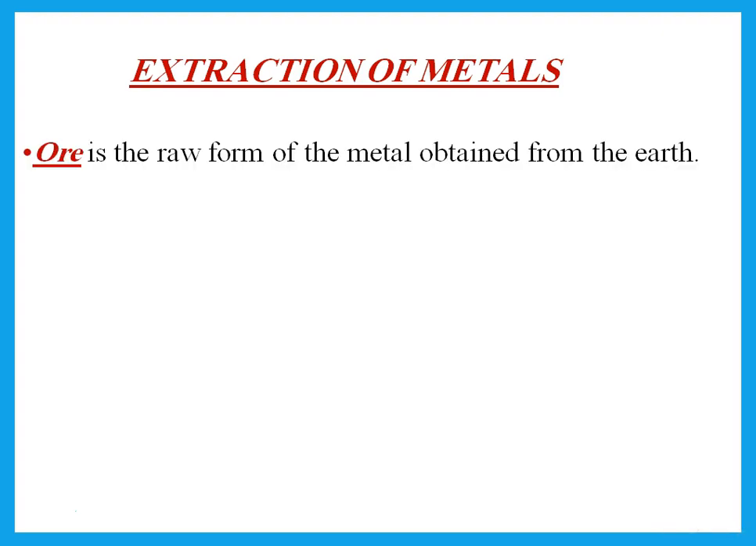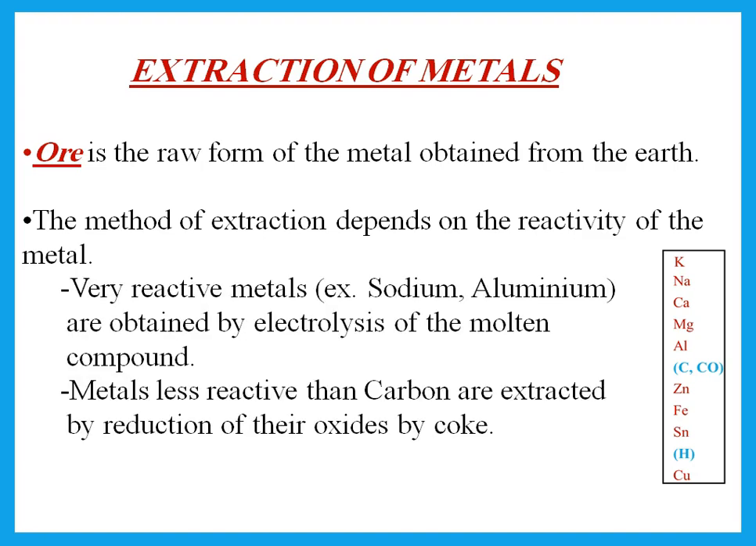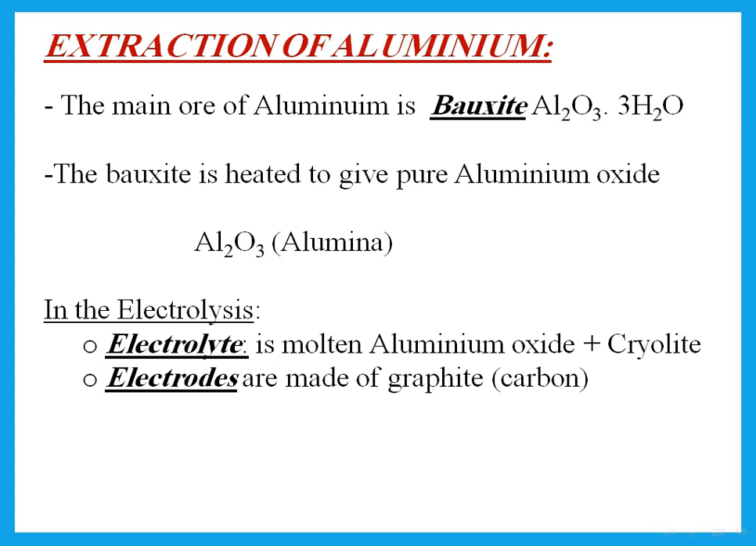In extraction of metals, remember we extract metals from their ore. The ore is the raw form of the metal obtained from the earth. The method will depend on how reactive my metal is. Any metal that is more reactive than carbon, I have to get it by electrolysis because it is more reactive than carbon and will not be displaced by it. But metals that are less reactive than carbon can be extracted by reduction by coke, since the metal is less reactive than carbon and it can be displaced by it.